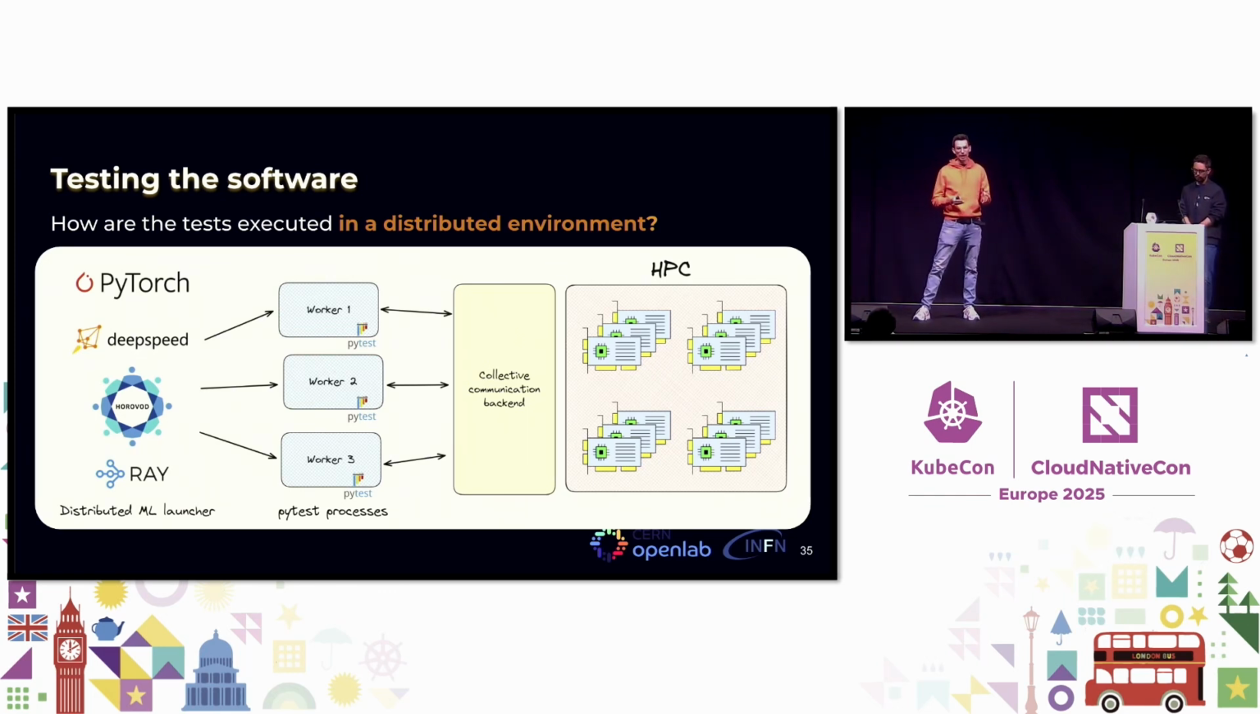We have distributed launchers which are compatible with the distributed machine learning frameworks. For instance, for PyTorch, so for Torch DDP, there's TorchRun, if you ever heard of it. And this will allow us to spawn multiple processes, and each process is basically just a PyTest command. So I guess you're familiar with PyTest. And then each test case will communicate with the other test cases using a collective communication backend, which is provided by the distributed machine learning framework. And the whole thing will then be possible to test on HPC. So this is a high-level representation of our tests.